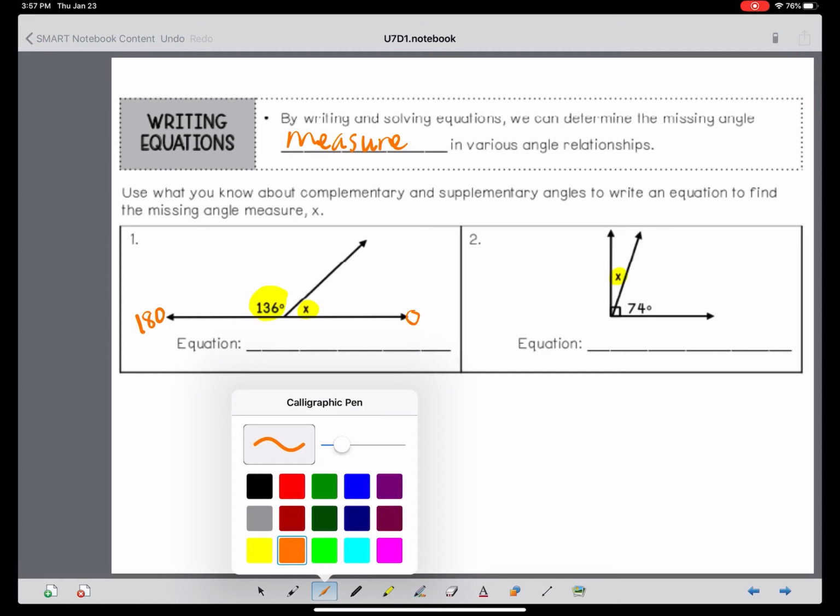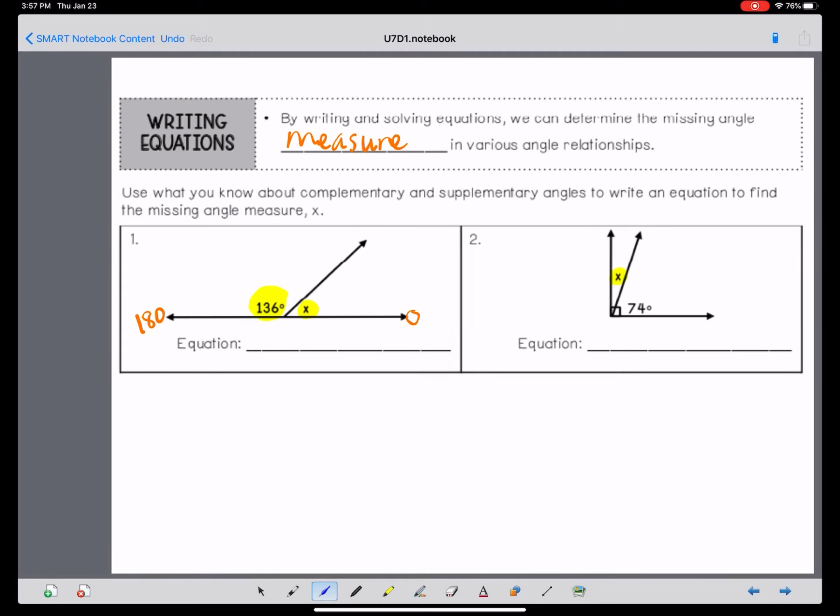So here's an equation that you could use. You could say 180 degrees is equal to 136 degrees plus my x value. And some of you might have just done this in your head. I had a lot of students who said, let's just take 180 minus 136. Well, what if I told you to solve the equation for the x value, and I said, get x all by itself?